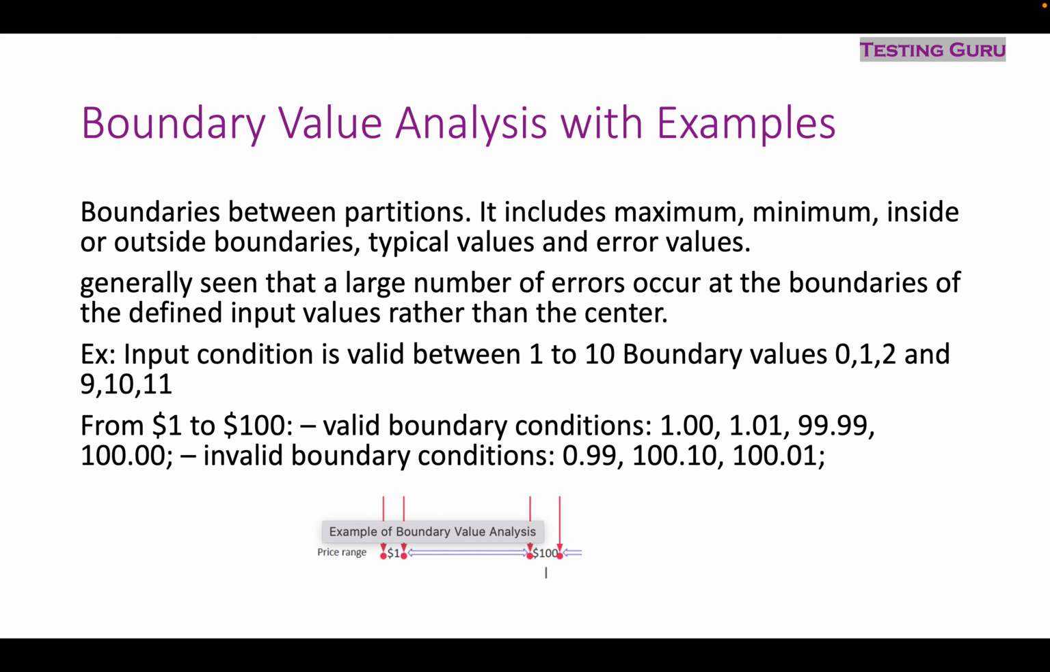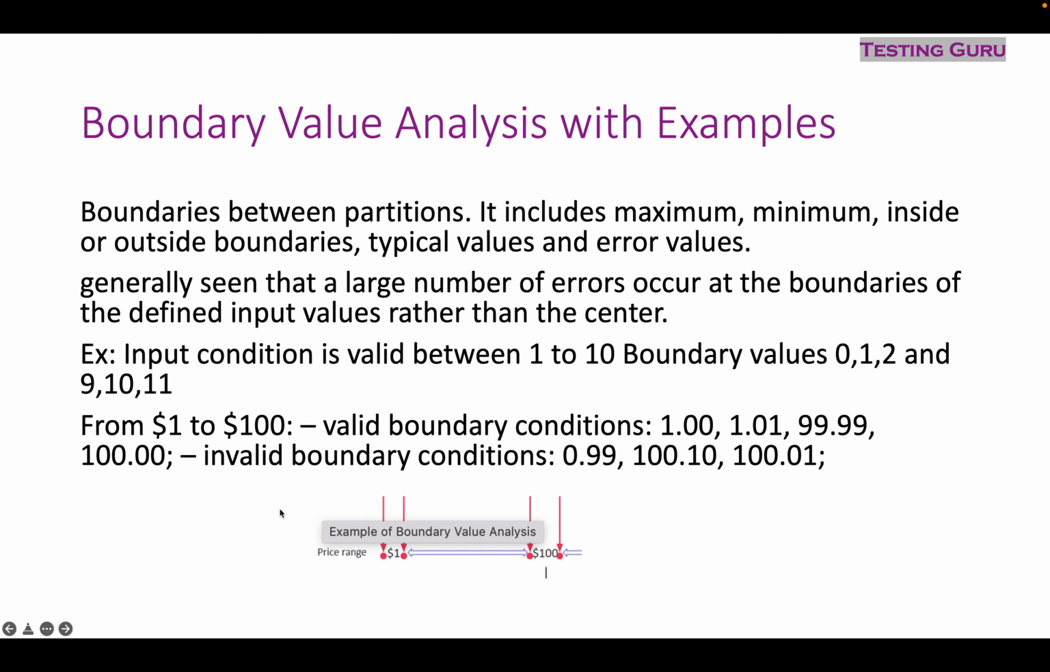In this case, invalid boundaries are less than 1, so for that we have to give 99 cents, that is 0.99, it should not be accepted because it is less than 1. And also if we are giving 100.1, that is more than 100, so it should not be accepted. And also we have to check with 1 decimal as well as 2 decimals if the conditions are given.